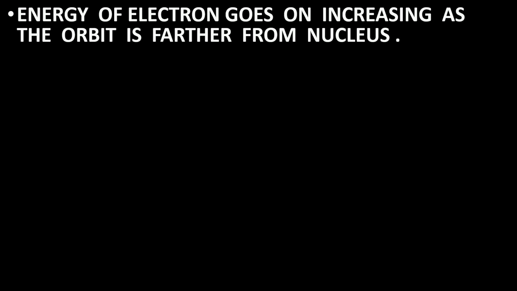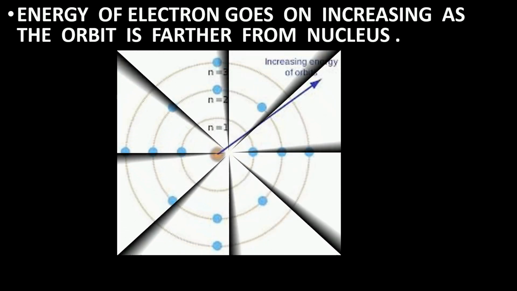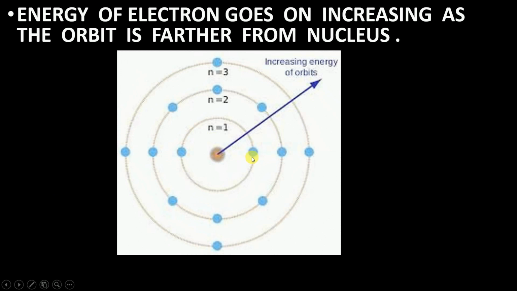Now moving ahead, Bohr gave us another concept. He said that the energy of the electron goes on increasing as the orbit is farther from the nucleus. Consider this electron revolving in the first orbit, and this electron revolving in the second orbit. The electrons in the outer orbit, for example the electron in the second orbit, will have more energy than the electron in the first orbit. Similarly, if you consider this electron in the third orbit and compare it with the electron in the first orbit, the electron in the third orbit will have greater energy than the electron in the first orbit.